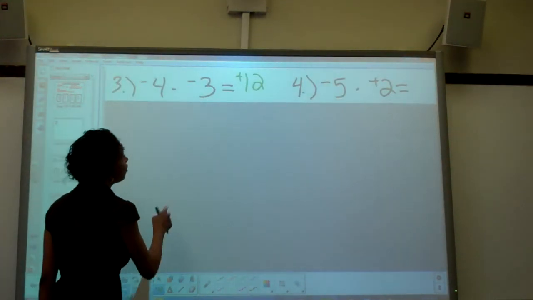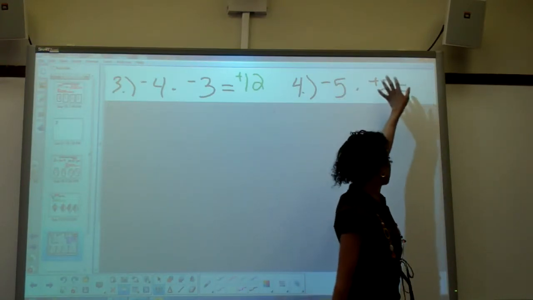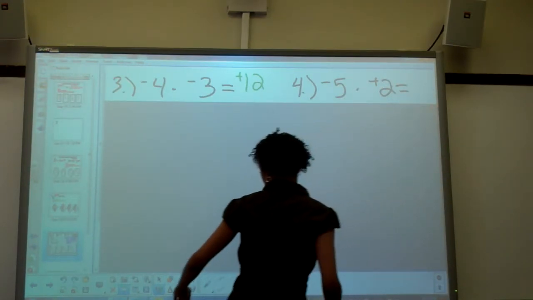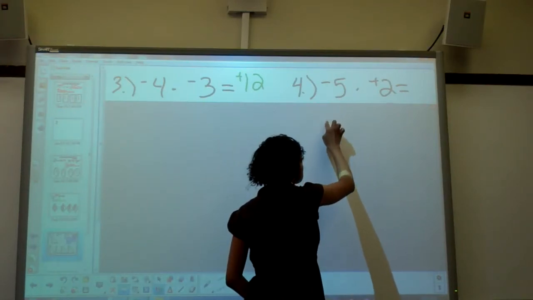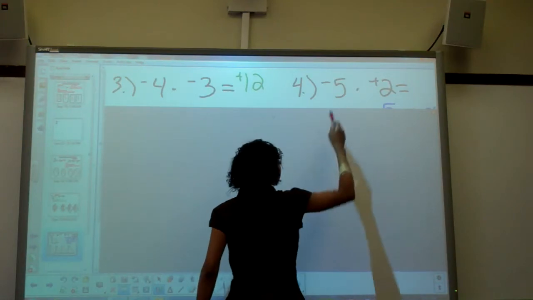Okay? And let's look at the next one. So here we have a negative 5 times a positive 2. Negative 5 times positive 2. What does that mean? Groups and items. It means that we're going to have 5 groups.